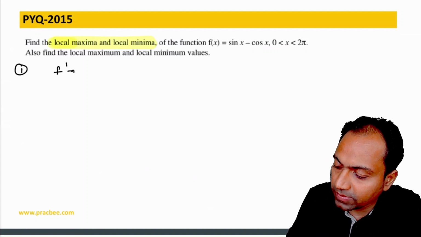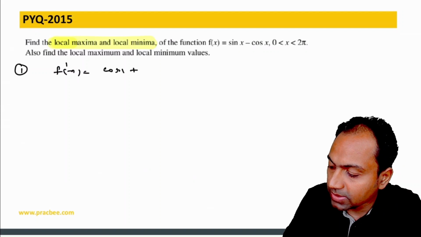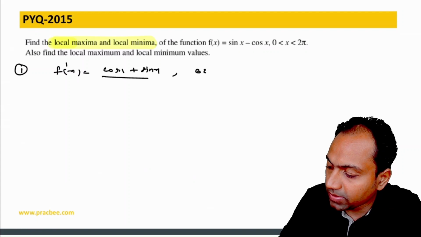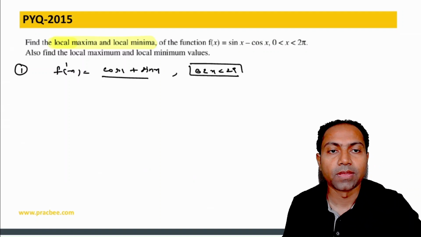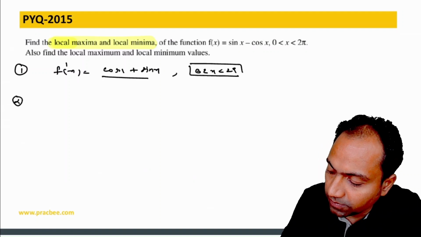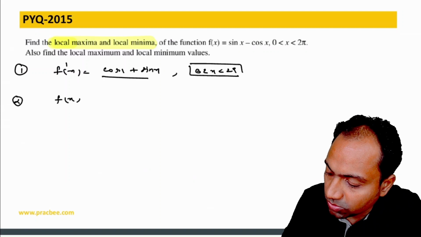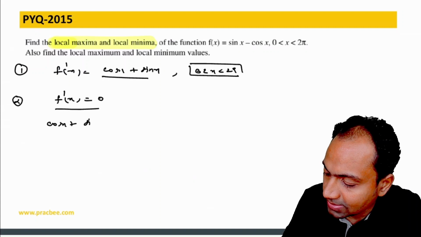We will find the derivative. It comes out to be cos x plus sin x. And they want us to check only between 0 and 2 pi. This is the first part. In the next step, we are going to put this equal to 0. So you can see that cos x plus sin x is equal to 0.